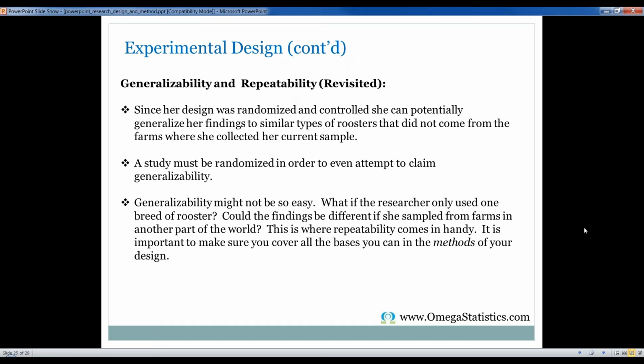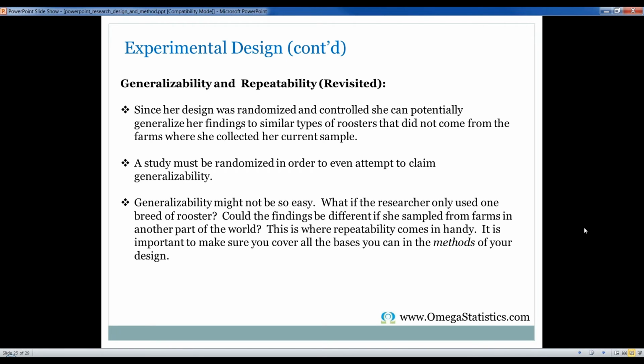Let's revisit that. Since her design was randomized and controlled, she can potentially generalize her findings to similar types of roosters that did not come from the farms where she collected her current sample. It must be randomized in order to even attempt to claim generalizability, and it might not be so easy. What if the researcher only used one breed of rooster? Could the findings be different if she sampled from farms in another part of the world? And this is where repeatability is going to come in handy. It's important to make sure you cover all the bases you can. It seems overwhelming. Think of the big picture, but do it in little steps, right?